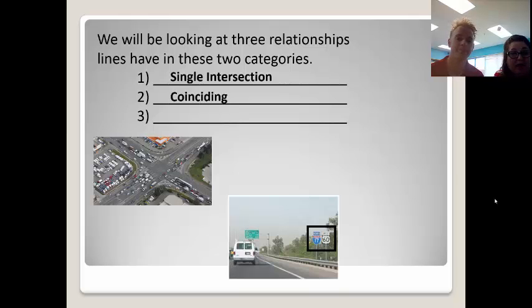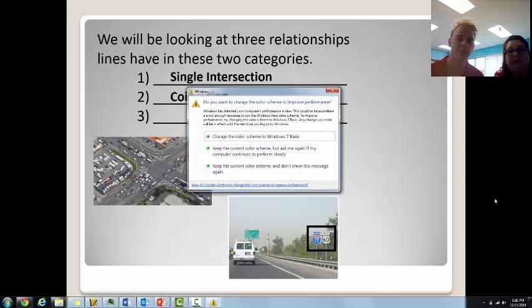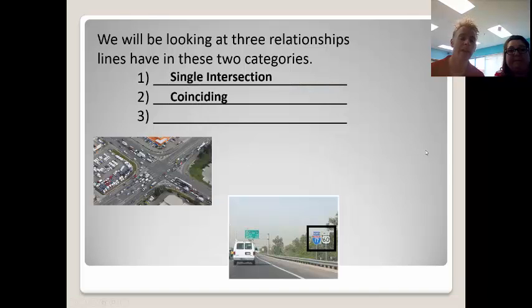They could be coinciding, where they intersect at every single point. We can see this road down below. As we were saying, that road has two different names because it's two different roads, but they literally are right on top of each other, so they are the same road.